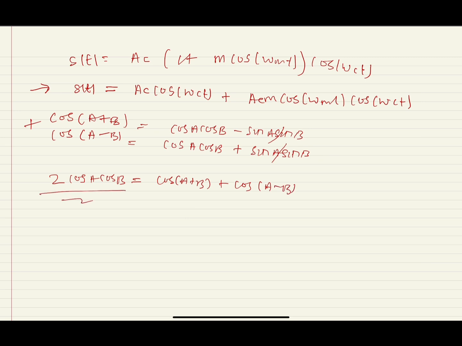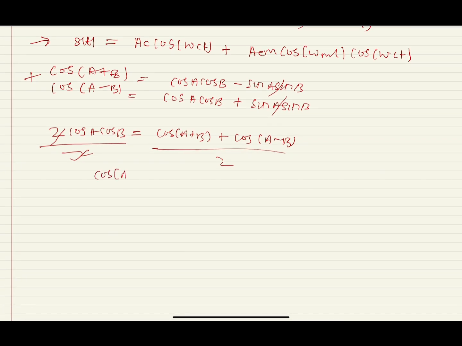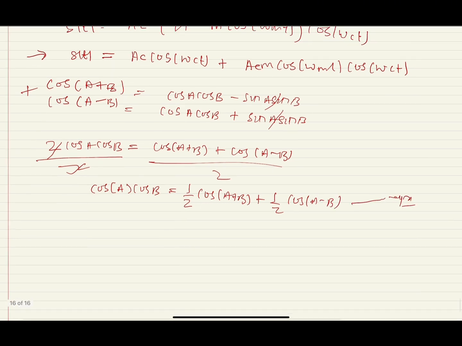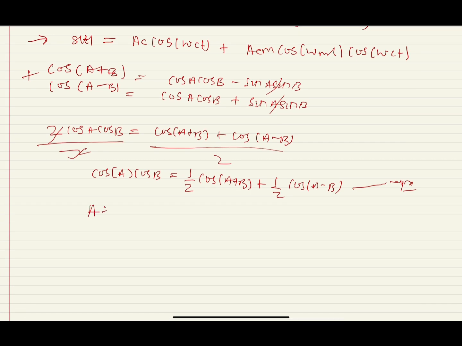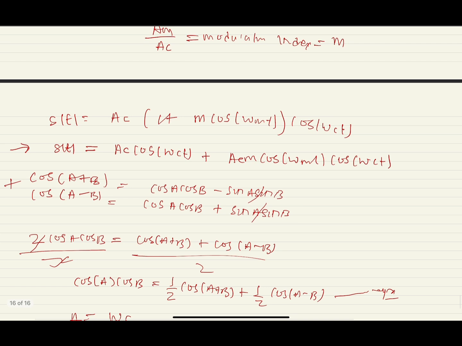When you divide both sides by 2, you are going to get a different expression, which is cos A cos B equal to 1 over 2 cos A plus B plus 1 over 2 cos A minus B. This is the identity that we are going to use. And therefore, if our A is going to be equal to omega C, our B is going to be equal to omega M. We are using this identity to expand this side.